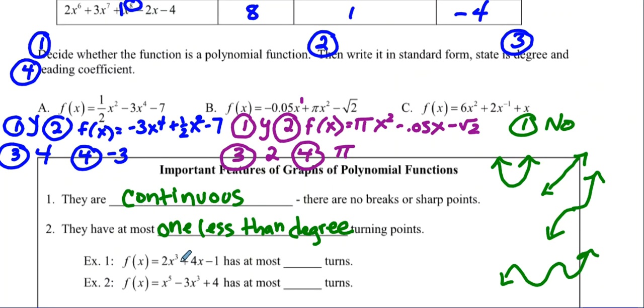So find the degree in each example. The degree here is 3, which means that it has at most 2 turns. It could have fewer. And the degree here is 5, so it has at most 4 turns, but it could have fewer.